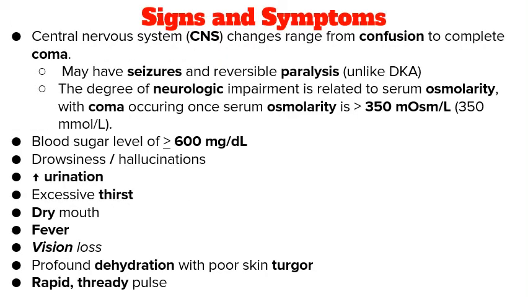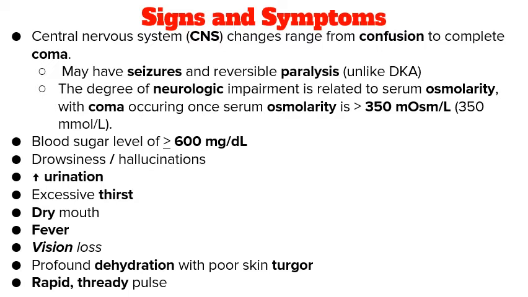Signs and symptoms of HHS include a central nervous system change, ranging from confusion to complete coma. The patient may have seizures and reversible paralysis, unlike diabetic ketoacidosis, and the degree of neurological impairment is related to serum osmolarity, with coma occurring once serum osmolarity is greater than 350 milliosmoles a liter. Blood sugar level greater than 600 milligrams a deciliter is another sign and symptom.